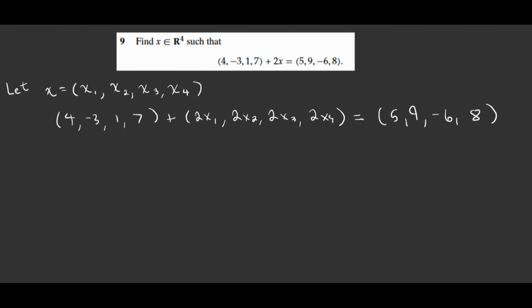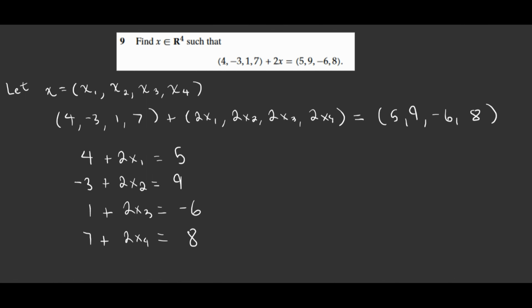All right, so now the way vector addition is done is component by component. So what that means is I'm going to add the 4 to the 2x1, and that's going to equal 5. And I'm going to do that for each component. So the first one is 4 plus 2x1 equals 5. Negative 3 plus 2x2 equals 9. 1 plus 2x3 equals minus 6. And 7 plus 2x4 equals 8.